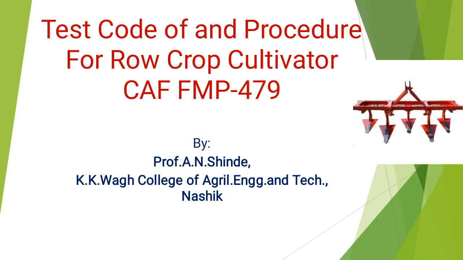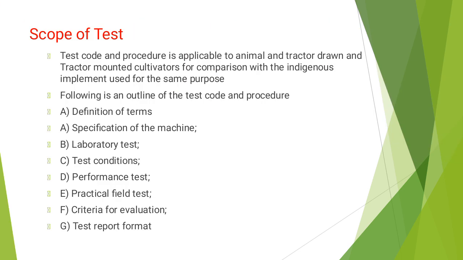Everyone, today we see the test code and procedure for row crop cultivator. The row crop cultivator is usually the implement which works the soil after seeding for the purpose of tilling, steering, aerating and mulching of the soil as well as removing the weeds.